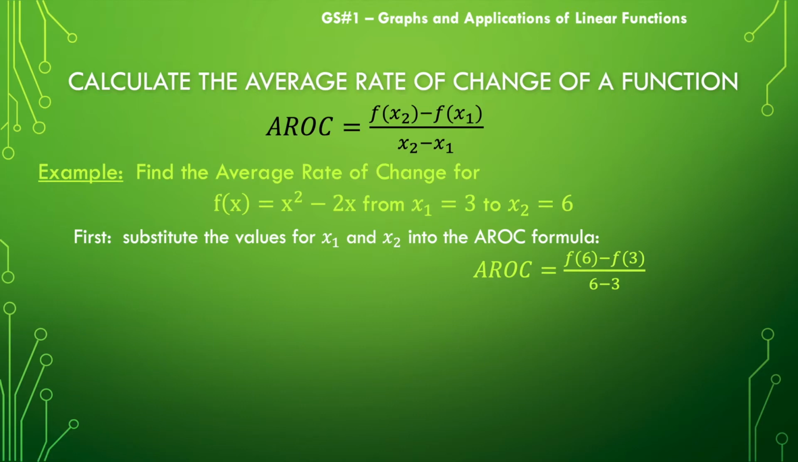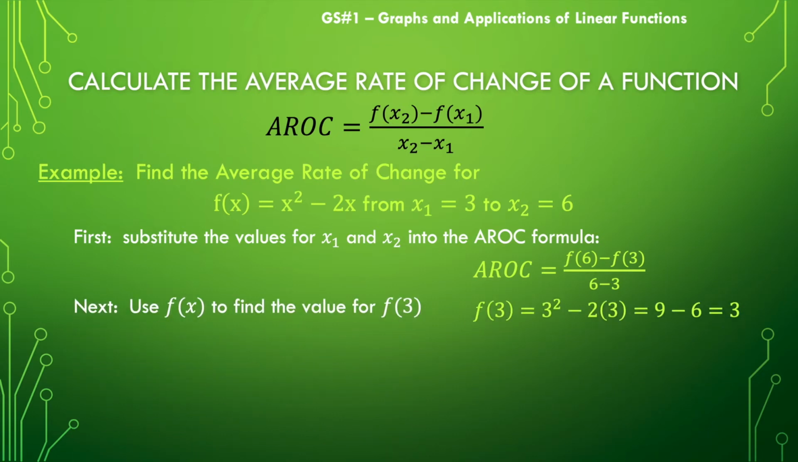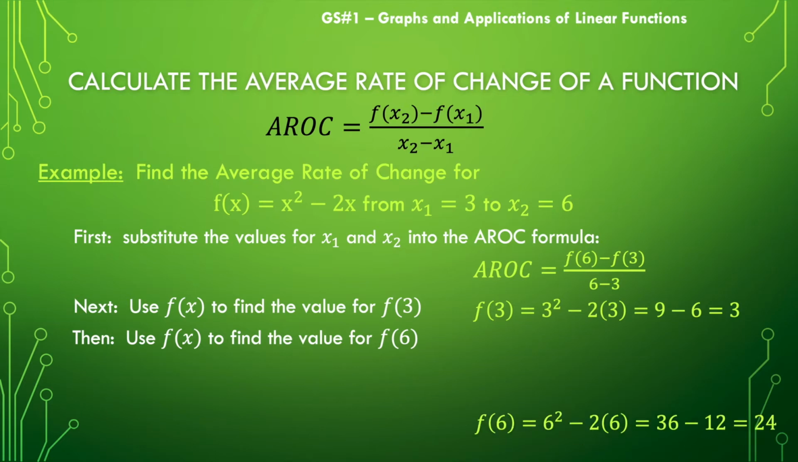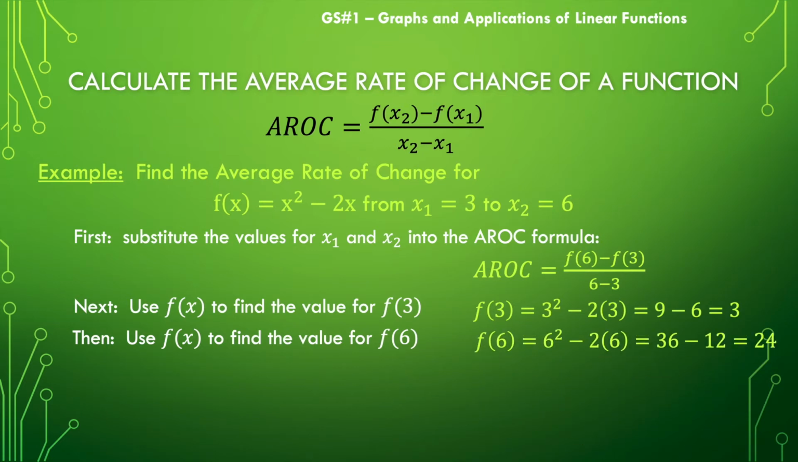Okay, perfect. Now, I need to know what f(6) is. I also need to know what f(3) is. That's where the function comes in. I need to find the function value when x is 6 and when x is 3. So f(3) will be 3 squared minus 2 times 3. In other words, 9 minus 6, which is 3. f(3) ends up being 3. Now I'll do the same thing for f(6). f(6) will be 6 squared minus 2 times 6, or 36 minus 12, which is 24.